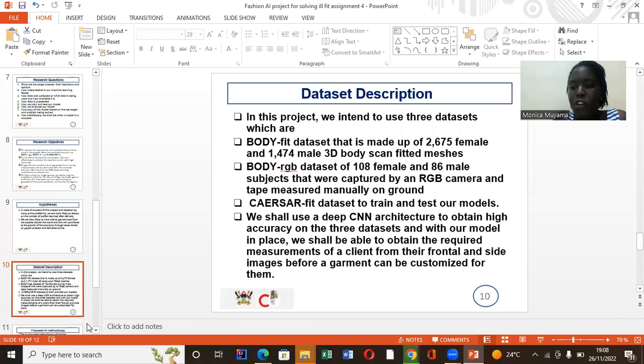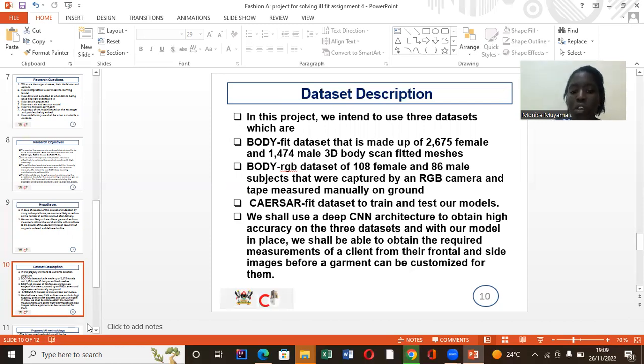Then the dataset description. Here we're going to use 3 datasets. That's the body fit dataset. This is a dataset that's made up of 2,675 female and 1,474 male 3D body scan fitted measures. We also have the body RGB dataset of 108 female and 86 male subjects that were captured by an RGB camera and tape measured manually on ground. Then the cursor fit dataset. This is going to be used to train and test our model.